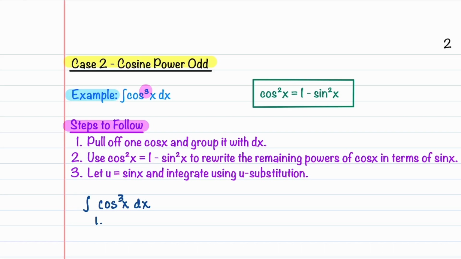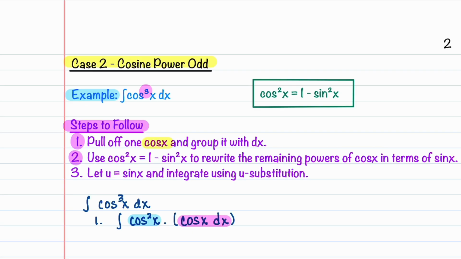Our first step, written right up here, is to pull off 1 cosine x and group it with dx. Let's go ahead and do that. This gives us the integral of cosine squared x. That's what's left when we pull off 1 cosine x. And then we're going to group our cosine x with our dx. The reason that we did this is we can now write our cosine squared x in terms of sine squared, and then this cosine x dx is our derivative.